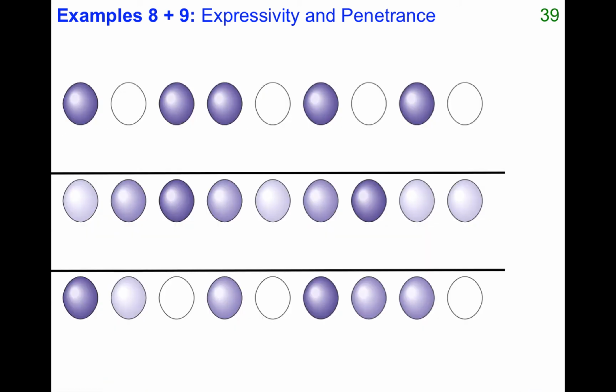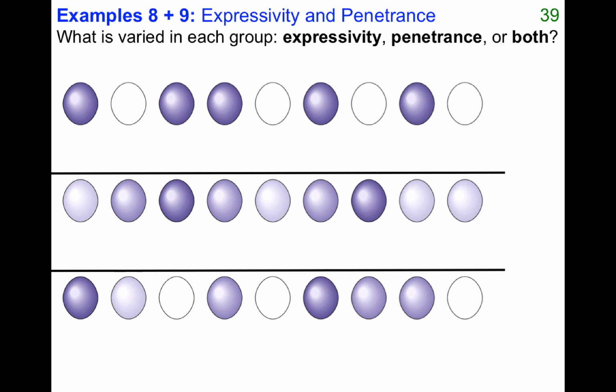To help this terminology sink in, I've made three populations here, all of which have the dominant mutant allele for purple color. I want you to look at each population, considering they all have the same genotype, and tell me whether expressivity and/or penetrance is variable. In each group, is expressivity varied, is penetrance varied, or are both varied? Pause the video and decide which terms apply to each of these groups that have the same dominant phenotype. Okay, pause now.